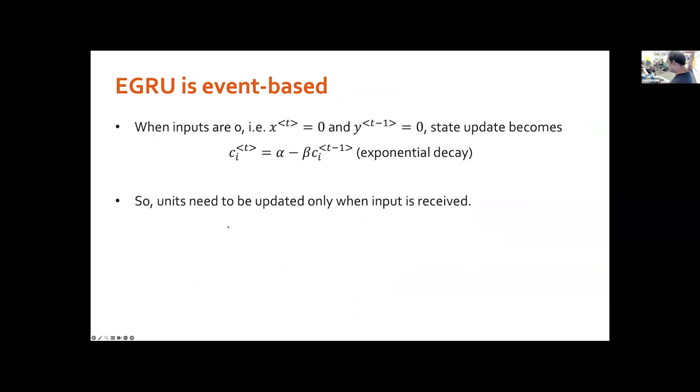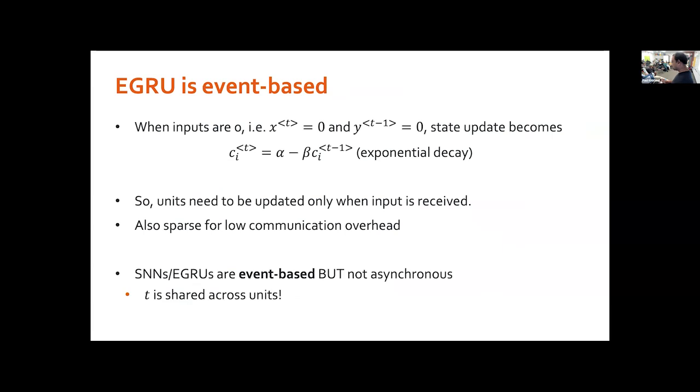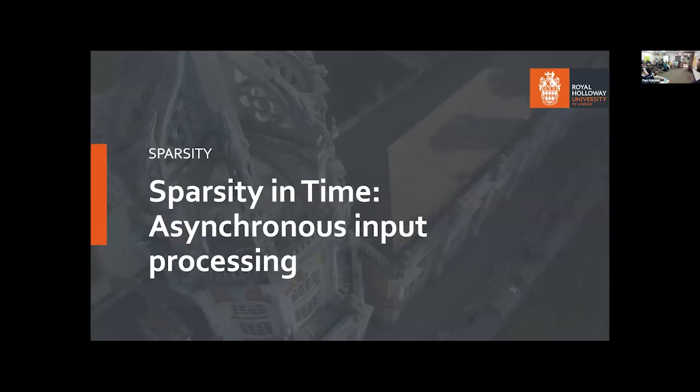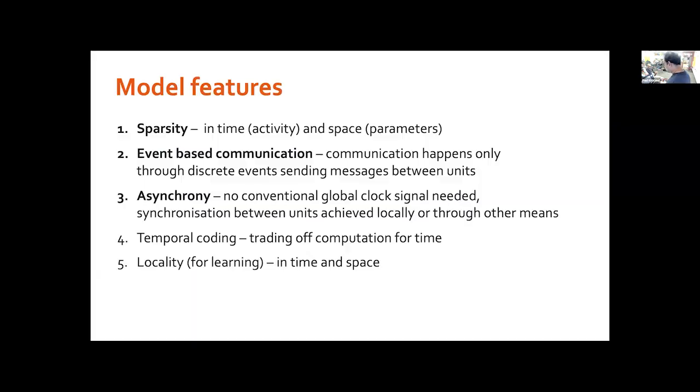Okay, so as I said, this is event-based, sparse, with low communication overhead, but it is not asynchronous. There aren't really any completely asynchronous formulations of event-based models today, and we don't have one either. Just to point this out, it's only event-based, but there is still a shared time across all of the units in the network. Okay, so the second thing that I'll talk about is asynchronous event processing.